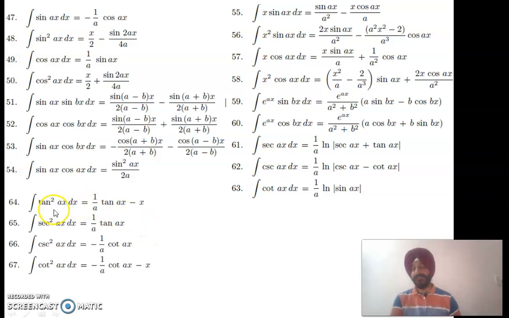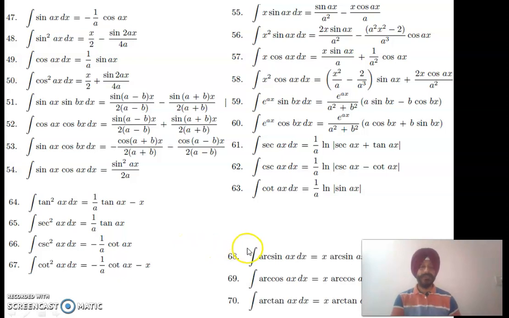Tan square is secant square minus 1, so by using that identity we get the result. Similarly, the integral of secant square ax is 1 by a tan ax, cosecant square ax is minus 1 by a cot ax, and cot square ax is minus 1 by a cot ax minus x. Then this is sin inverse ax. At plus 2 level we make a product, sin inverse ax into 1, and then use the integration by parts formula or product of integration formula. Similarly, these 69 and 70.